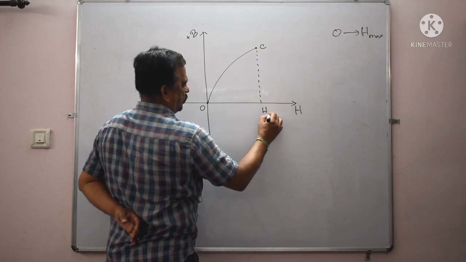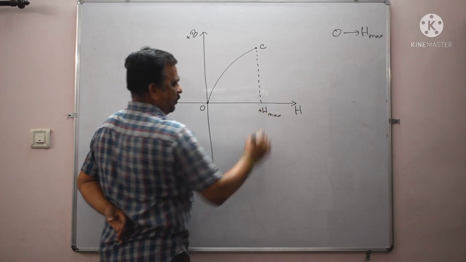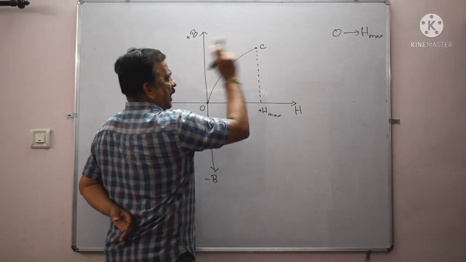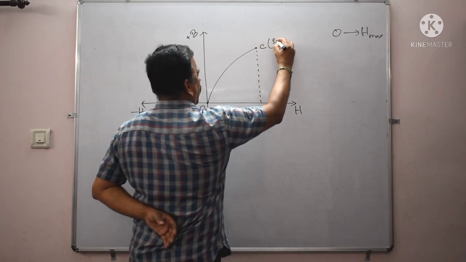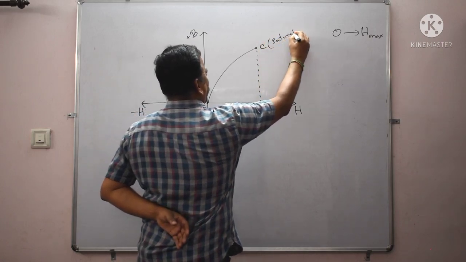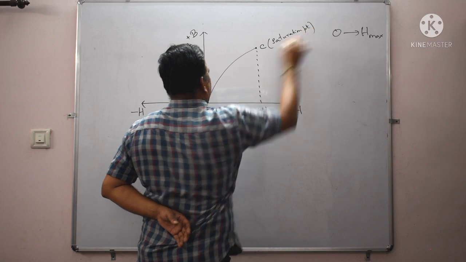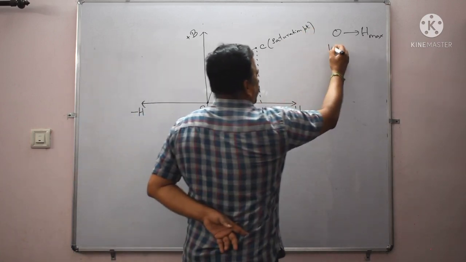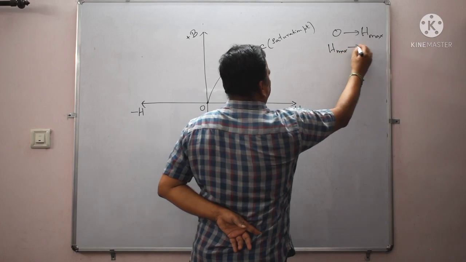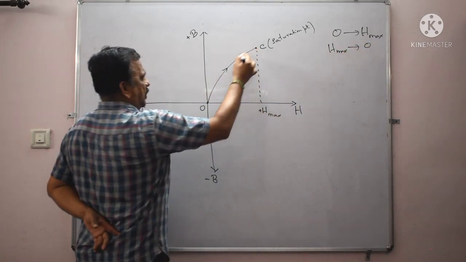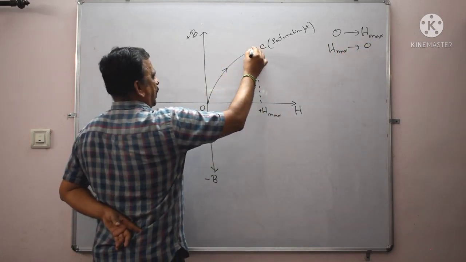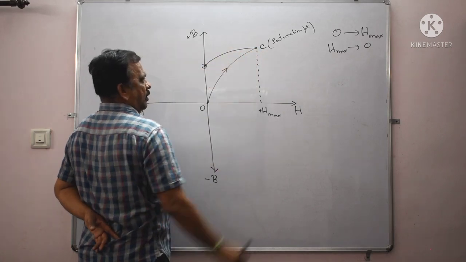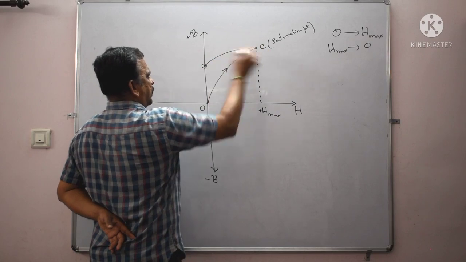So this is H max applied in the positive direction. The point C corresponds to maximum or saturation magnetic field. I am going to call it the saturation point. Okay, now I am going to decrease the magnetizing field from H max to 0. The curve doesn't retrace its path. It takes up a different path. Okay, right. So C, D.